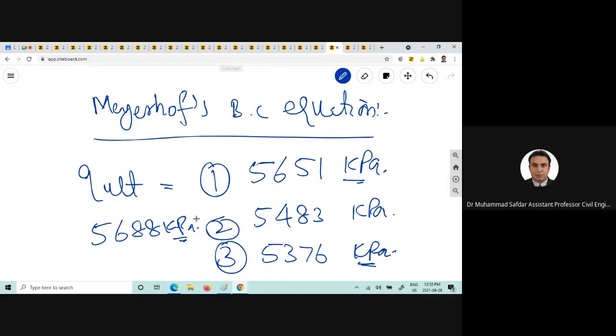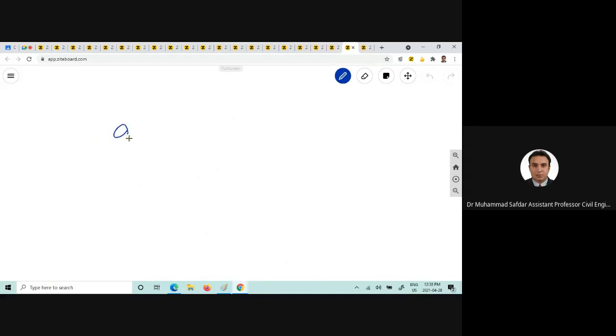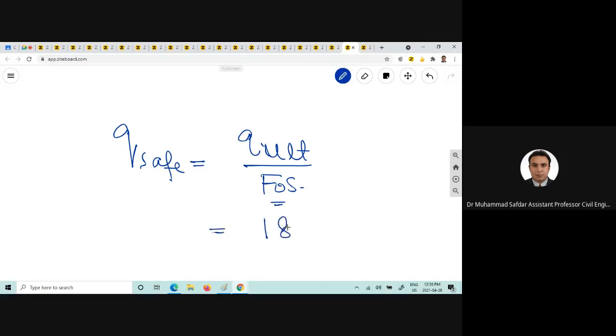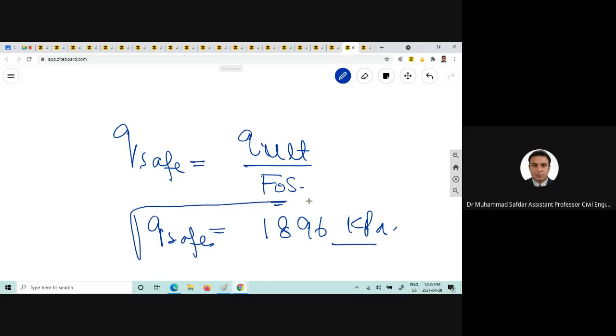Okay, now what would be the q safe? Then it will be q ultimate divided by the factor of safety. And we will come up with the q safe equal to 1896 kilopascal.